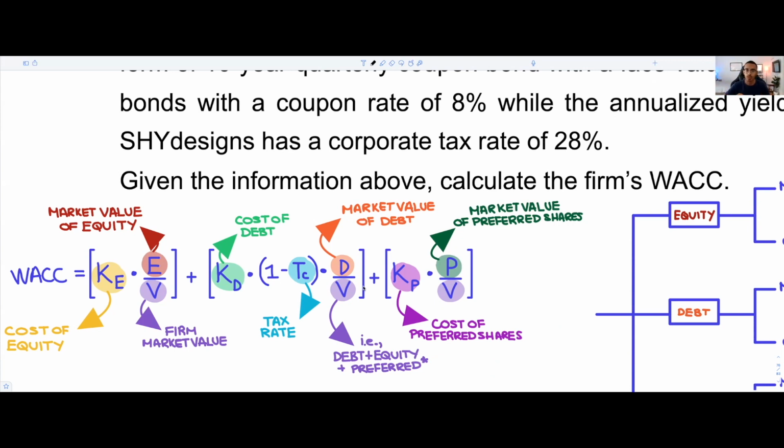We're not done though. Now we need to move on to the last step of our extended WACC formula, in which we're going to take our cost of preferred shares multiplied by the market value of preferred shares divided by the value of the firm.